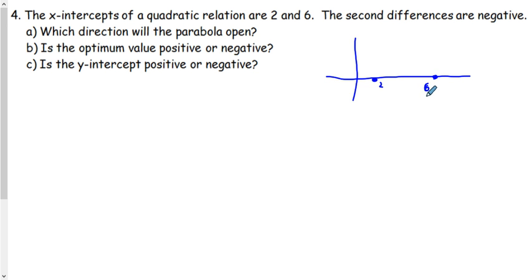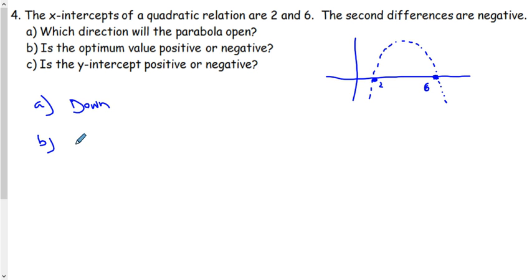It says the second differences are negative, meaning it opens downward. So that means if it opens downward, it's got to be something like this shape. I can't be sure of the exact shape. It might be taller or shorter or whatever, but it's going to be opening down, so it's going to be that shape. So which direction will the parabola open? It's got to open down because the second differences are negative.